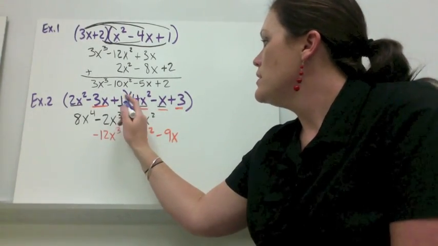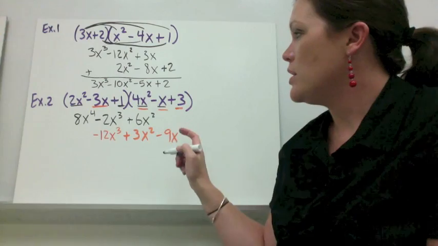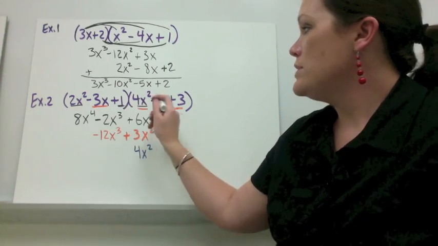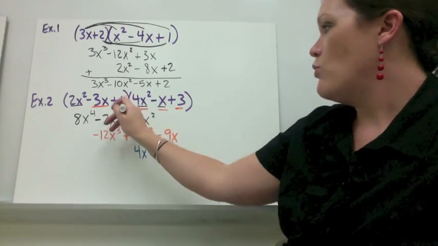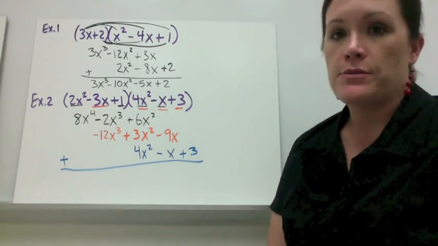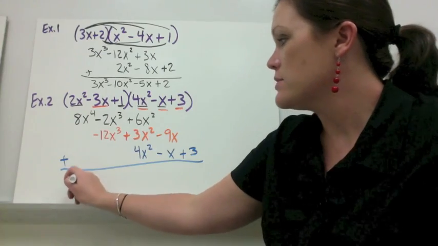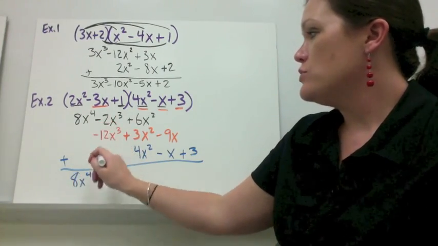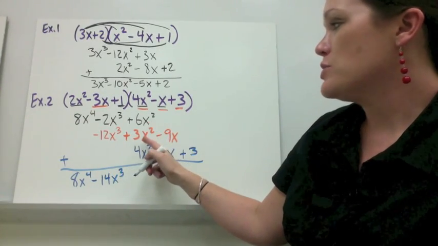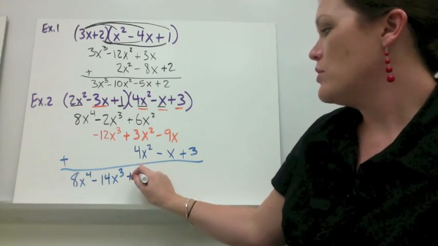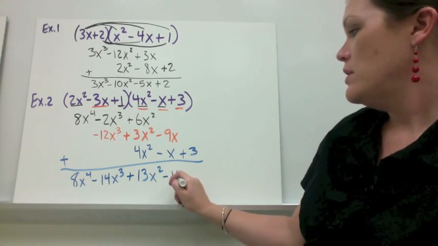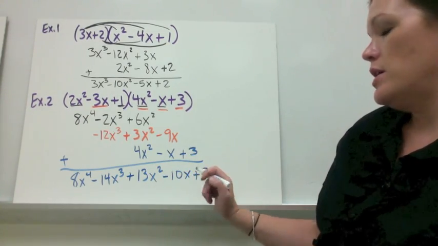So 1 times 4x squared would give me 4x squared. So let's put it underneath all these terms that already have x squared. 1 times negative x is just negative x, and 1 times 3 would just be 3. And then we add all of our like terms together. So we can bring down 8x to the 4th. Negative 2 minus 12 is negative 14x cubed. 6 plus 3 is 9 plus 4 gives us 13x squared. Negative 9 plus negative 1 is negative 10x, and 3.